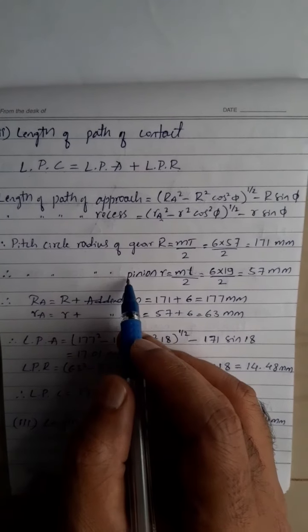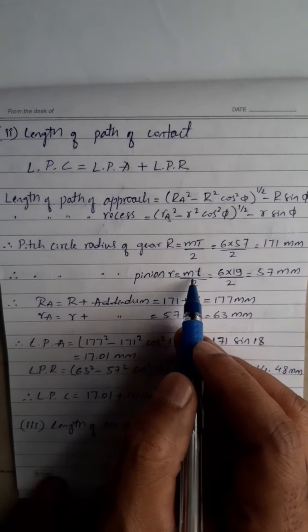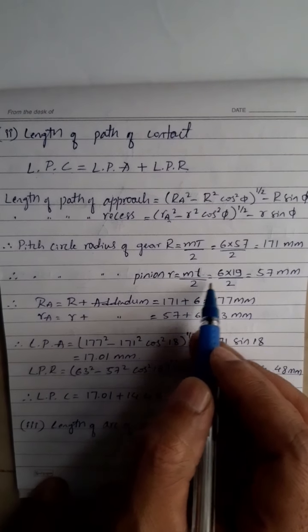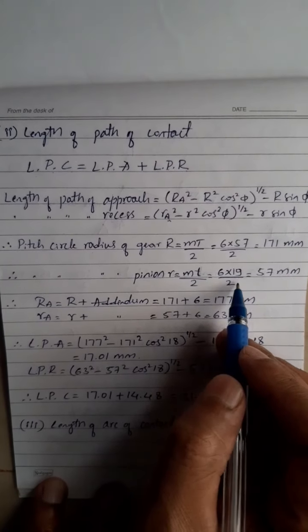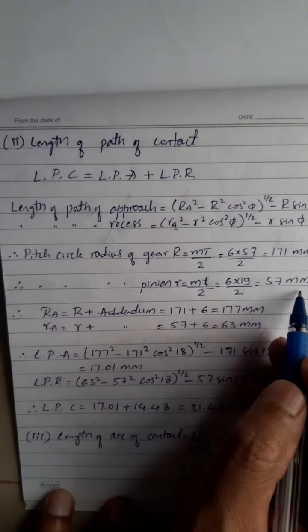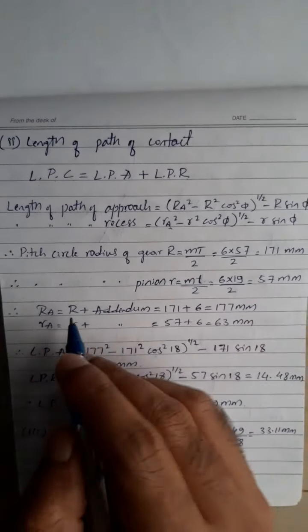Similarly, the pitch circle radius of the pinion, small r, is module into number of teeth on the pinion divided by 2. So 6 into 19 divided by 2 gives us 57 mm. That is the pitch circle radius of the pinion. R is 57 mm.